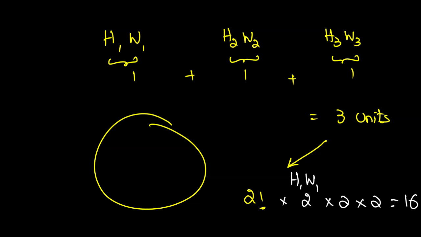They didn't mention who is left, who is right. They are together. It can be AB or BA. Here H3, W3, like that. So they can be W3, H3. Internally they can arrange in 2 ways. So 16 is the answer.